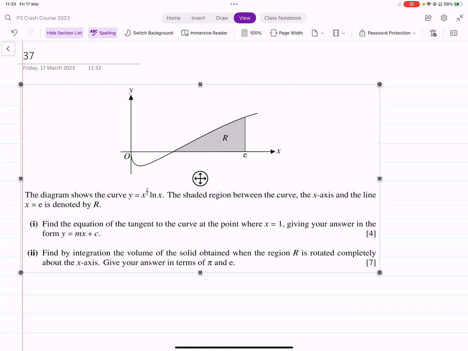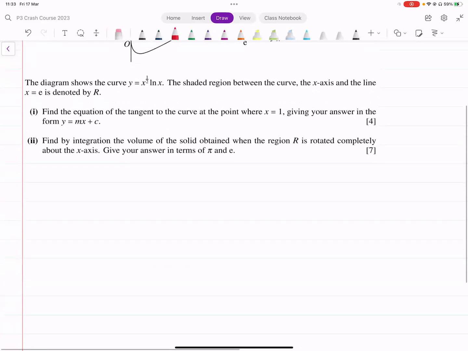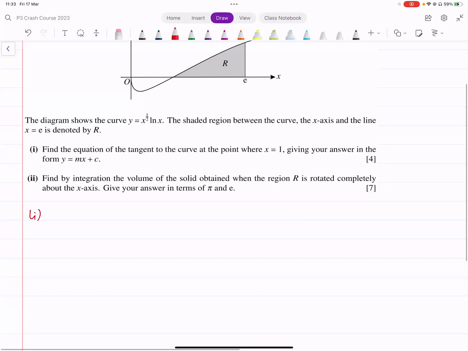Now, in the first part, we have to find the equation of the tangent of the curve at the point where x equals 1, giving our answer in the form y equals mx plus c. So the first part is relatively straightforward. It's just differentiation. We need to find the equation of a tangent. That's a straight line. What do we need to find the equation of a tangent? We need two things, a point and the gradient.